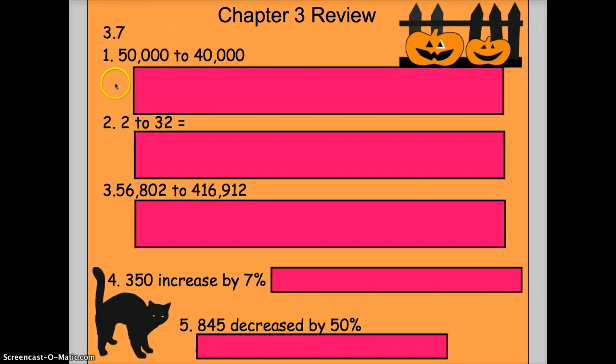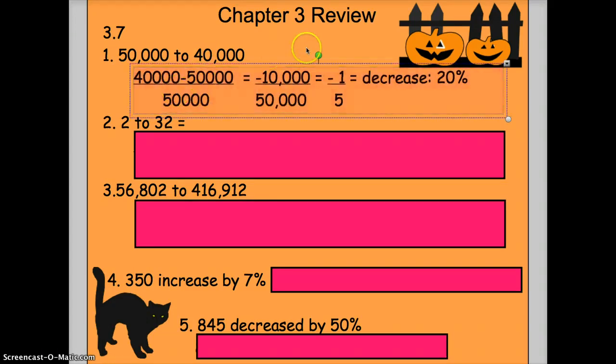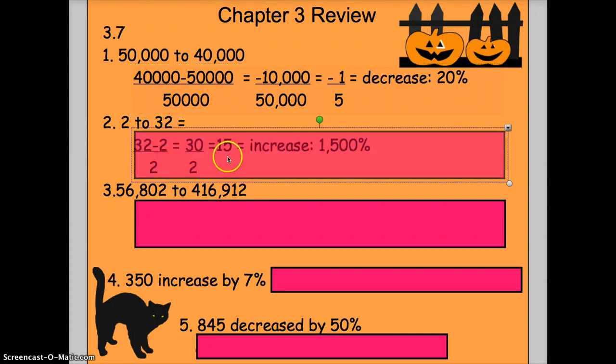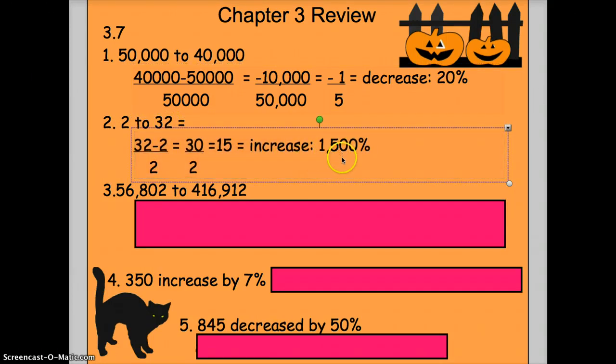Okay, 3.7, almost there. We're changing these numbers, so I've got 50,000, I'm changing it down to 40,000. So right away I know it's a discount. So I either need a negative or the word decrease, one of the two. So I go ahead, I do my subtraction, then my division, and I end up with a decrease of 20%. Or you could say negative 20%, one or the other. Number 2, I'm going from 2 up to 32. So I know it's an increase, and an increase of 1,500%, a huge increase.